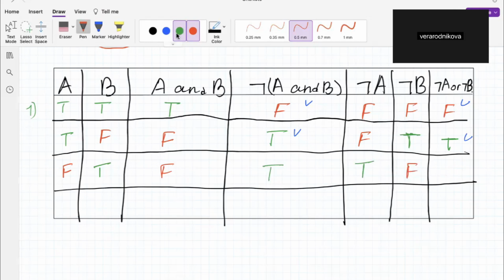True. Yeah. Again, just take a look at the column of not A and B. In this case, it's true. And this is the same as not A or not B. And let's check if the last one will be the same or not. The last one will be false. False.